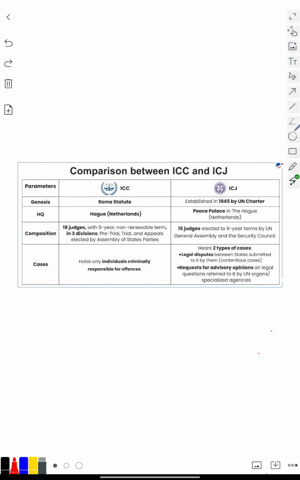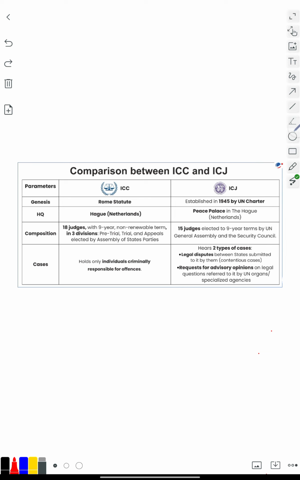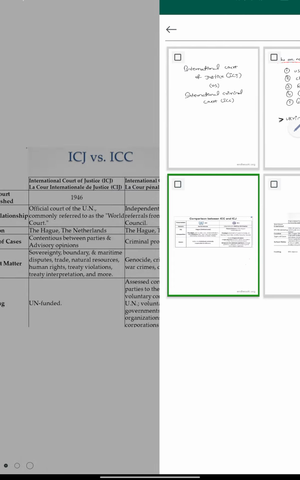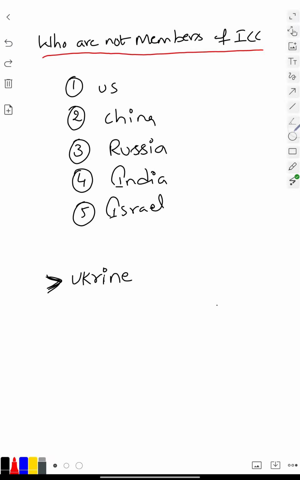The UPSC is coming. It is majorly in this, and the before slide also is there, right? In these two only the question is going to come. Okay. Now we will go the extra mile, and let's see what UPSC can pick. Okay, extra. So who are not members of ICC?